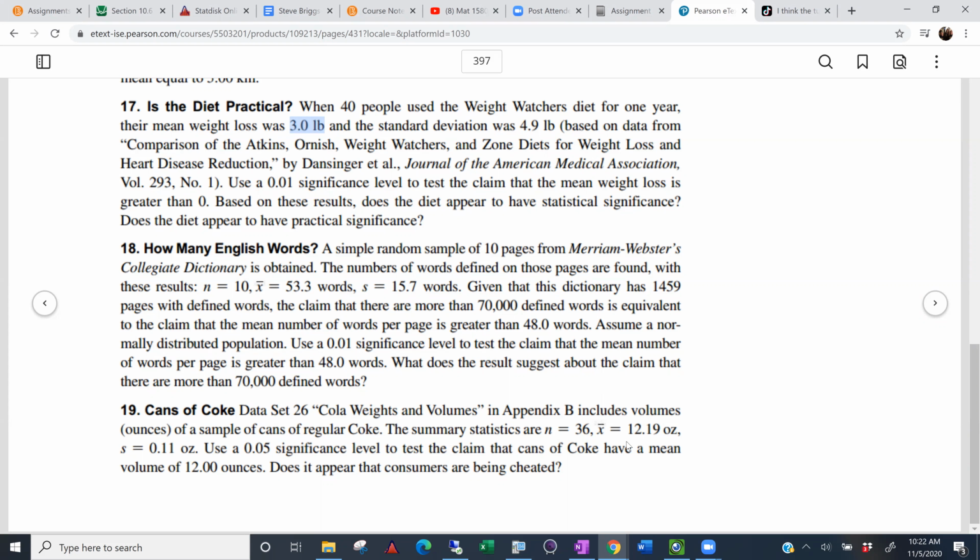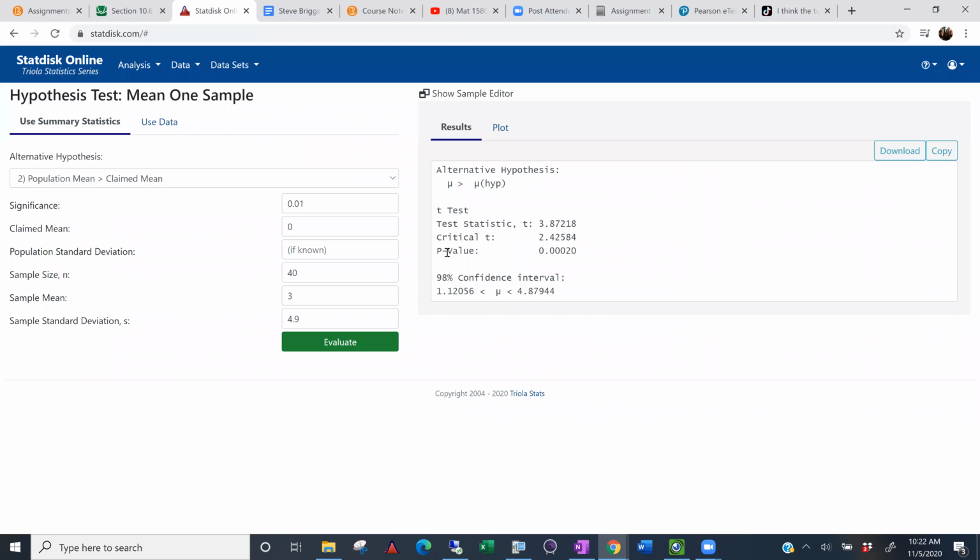Now we can see some more about that if you actually looked at the output from StatDisk. One of the nice things that the output from StatDisk gives you is a confidence interval. So it's going to give me 98% confident that the true mean weight loss is between 1 pound and a little bit less than 5 pounds. On the upper end of things, 5 pounds sounds better, but still, after 1 year, I'm thinking that most people would want to lose more than that in 1 year.